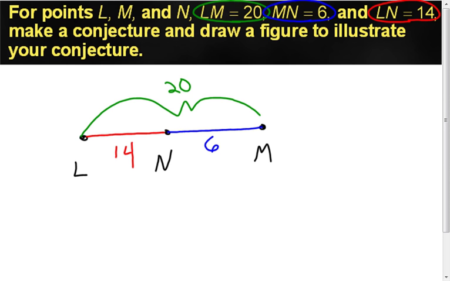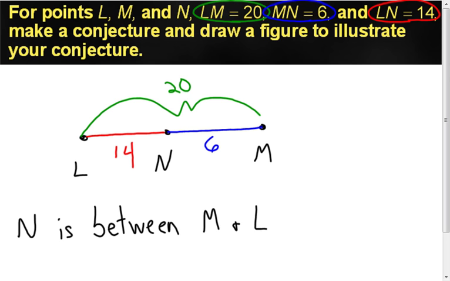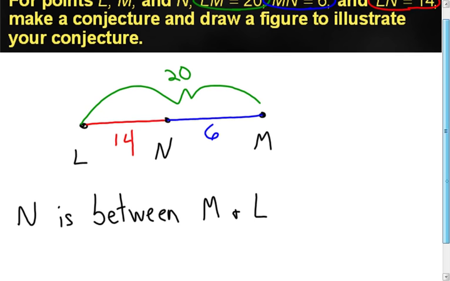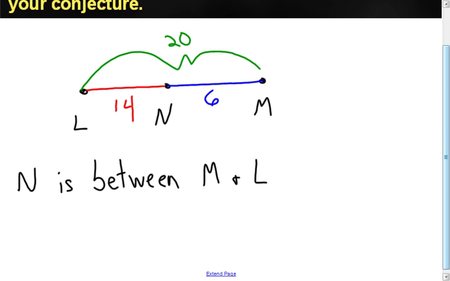So then my conjecture would be, I have multiple conjectures I could make. I could say that N is between point M and point L. I could have also said something that's not quite as specific. I could have just said point L, point M, and point N are collinear because they're all in the same line. And I would have my conjecture.